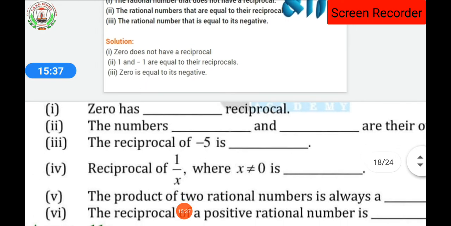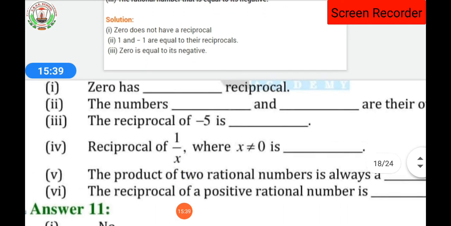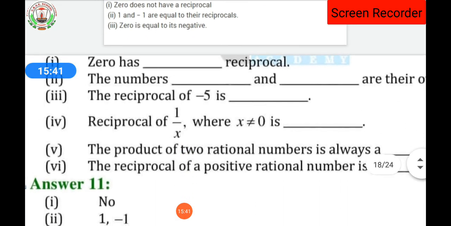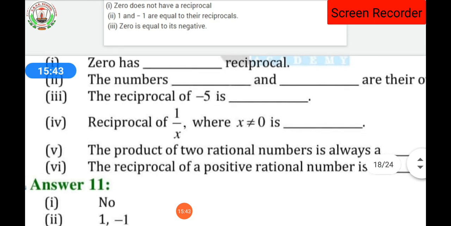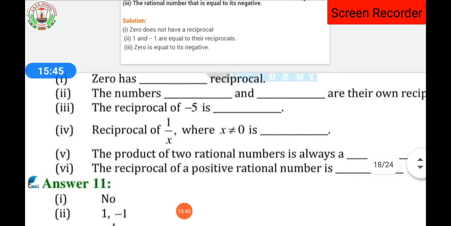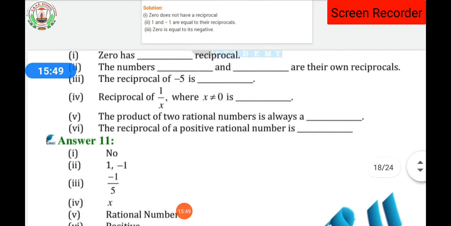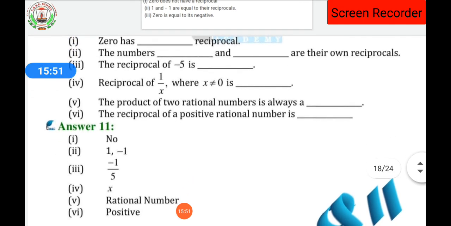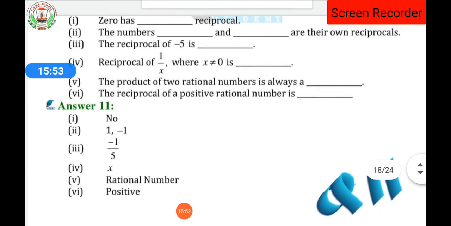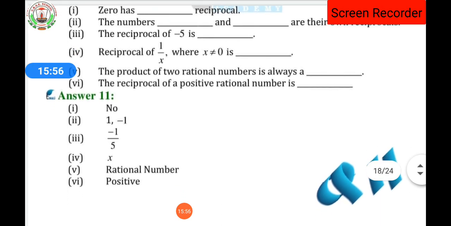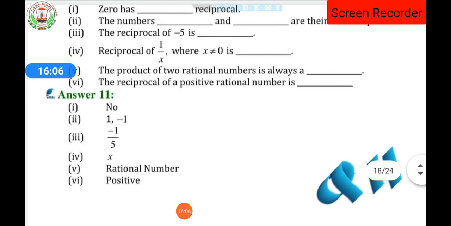Here we have the fill-up part. 0 has dash reciprocal. What is that? 0 has no reciprocal, isn't it? The numbers dash and dash are their own reciprocal. That means, as we just studied above, that is minus 1 and plus 1. Then the reciprocal of minus 5 is minus 1 by 5. The reciprocal of 1 upon x, where x is not equal to 0, is x itself. The product of two rational numbers is always a rational number.